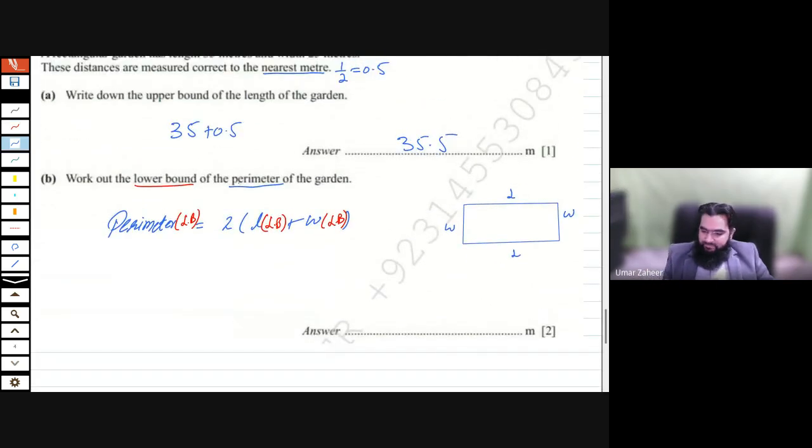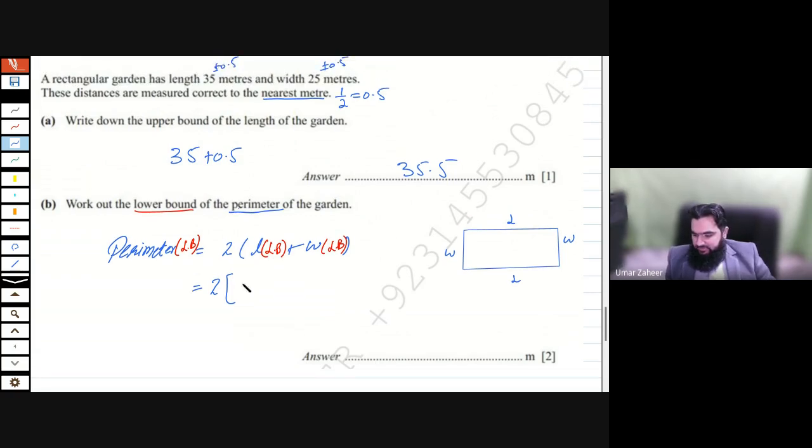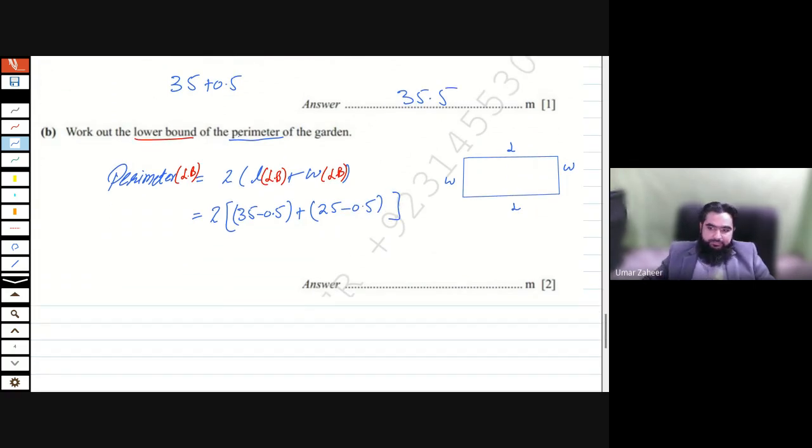So 2 as it is, we have to find the lower bound of the length. The length is 35. We need to find the lower bound, so minus 0.5, plus width. Width is 25. We need to find the lower bound, so minus 0.5, bracket close. Yes, please find the final answer.